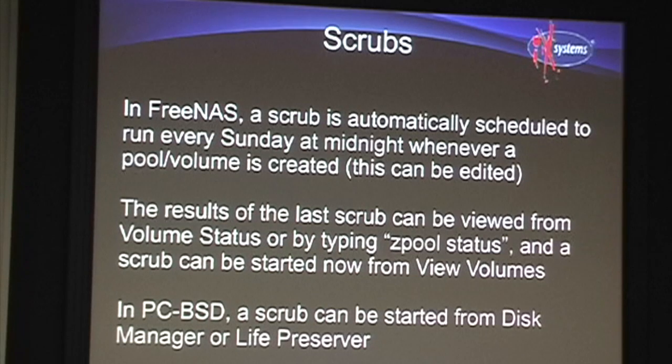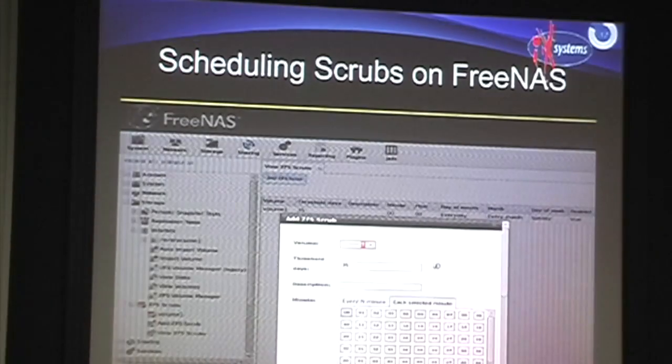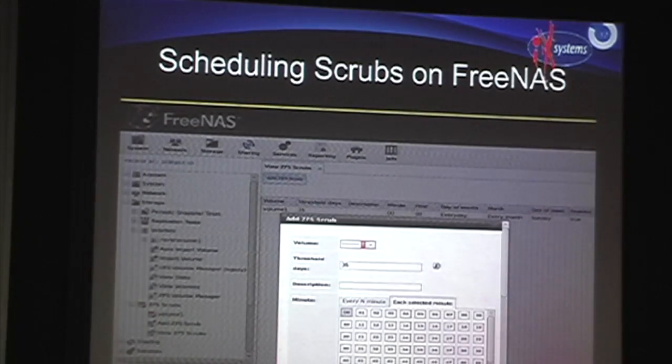In PC-BSD, you can go into either the disk manager utility or Life Preserver. So we'll just take a look at some quick screenshots. Here in volumes, I have a volume 1, and under ZFS scrubs, there's already a schedule created for volume 1. It's a little hard to see because it's small, but it's basically happening Sunday at midnight. I can click on that and change that time.